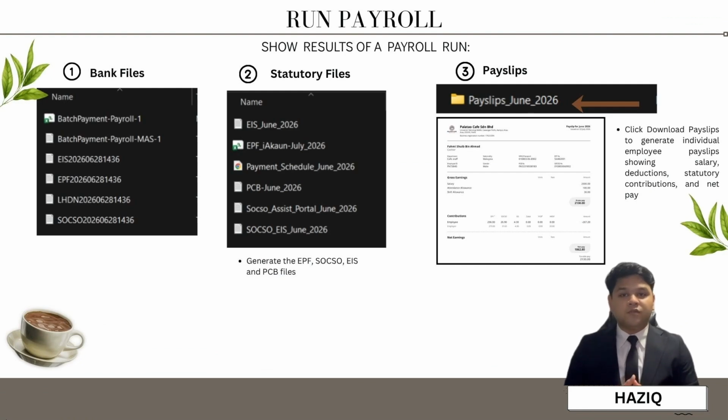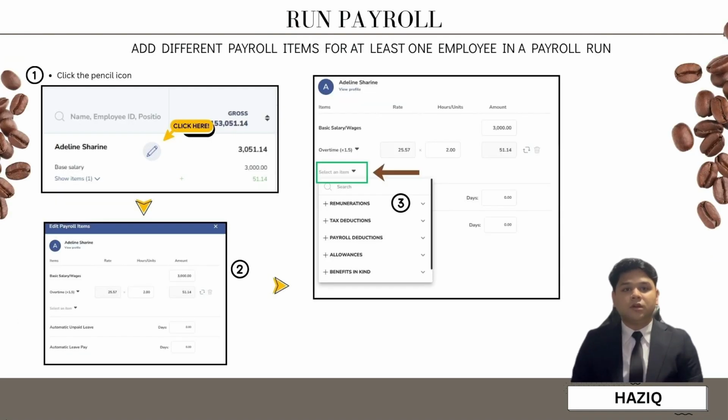After the payroll is approved, open the processed payroll month and go to bank files. Click download to generate the bank payment file for salary transfer. For statutory files, go to statutory files and click download to generate the EPF, SOCSO, EIS, HRDF, and PCB files for statutory submission. For payslips, go to payslips and click download payslips to generate individual employee payslips showing salary, deductions, statutory contributions, and net pay.